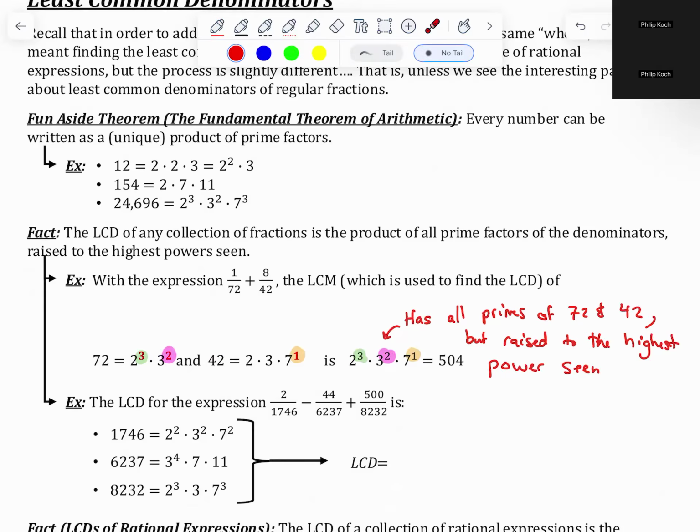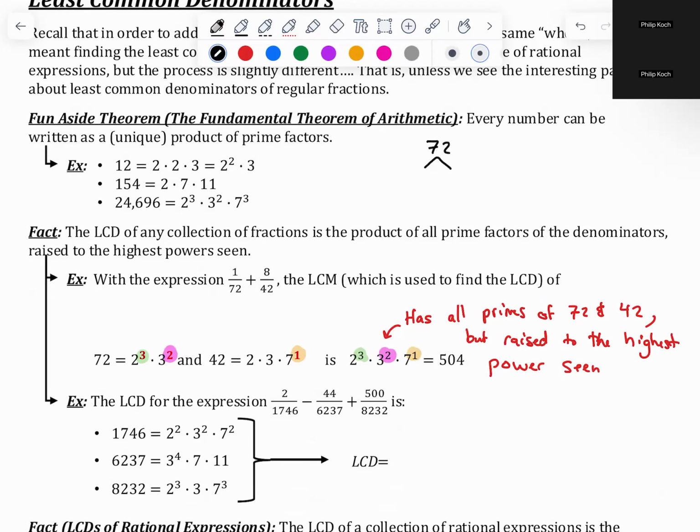This time I gave you the prime factorizations. How you would find them normally is you'd probably do a factor tree. So 72, you could break up into an 8 and a 9. 8 can be broken up into a 2 and a 4, which can be broken up into a 2 and a 2, and 9 can be broken up into a 3 and a 3. So that's why you have 2 cubed and 3 squared. That's how you'd find it by hand.